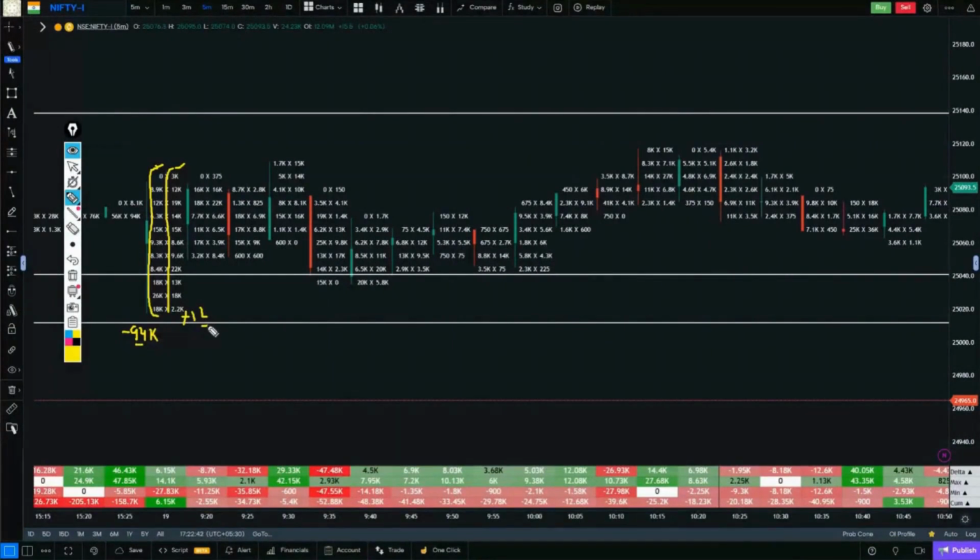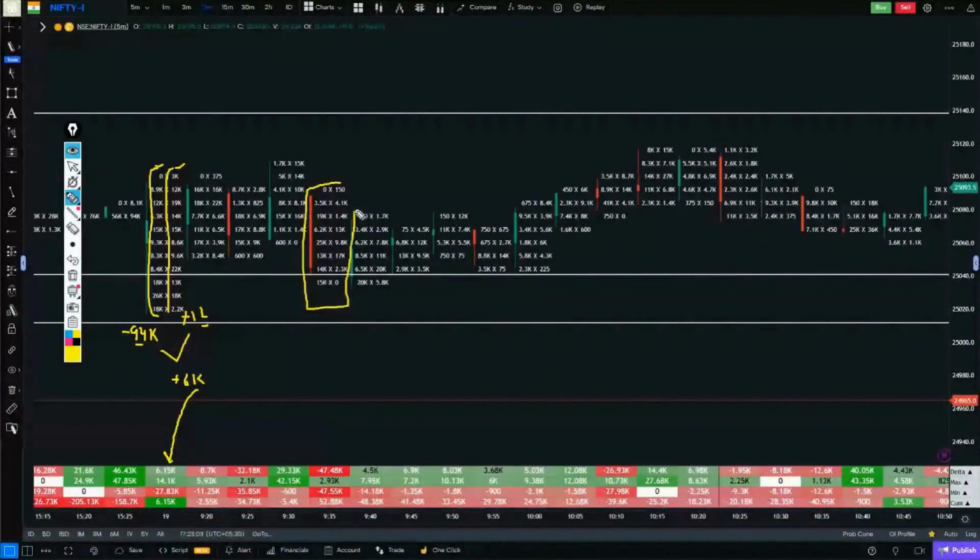When we subtract these two, what difference do we get? Here, there are 6,000 more buyers compared to sellers, a positive 6,000. So, the same delta gave us this confirmation here. What does delta tell us? The difference between buyers and sellers.